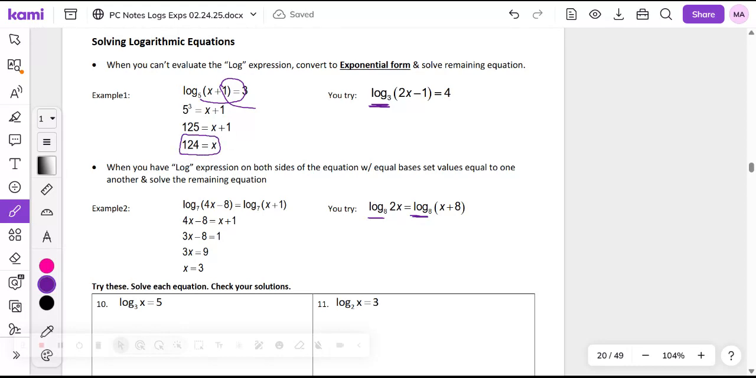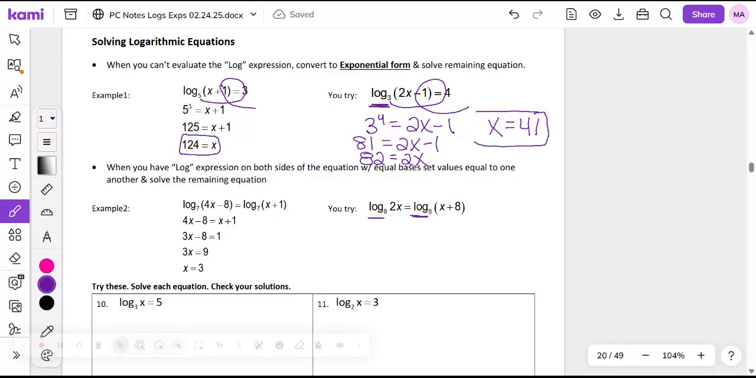So on the next one, again, what we're doing here is we have a single log on one side, we have a constant or something on the other side. We're going to convert it to exponential form. So we get 3 to the fourth equals 2x minus 1. And now we're simply going to say, oh, well, 3 to the fourth is 81. So 81 equals 2x minus 1. Add that 1 to the other side. We get 82 equals 2x. Divide, divide. X equals 41. Oops. So that's a little bit different. Okay, a little bit of solving there.